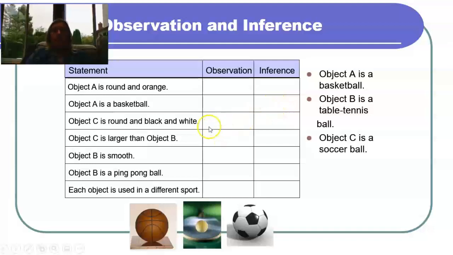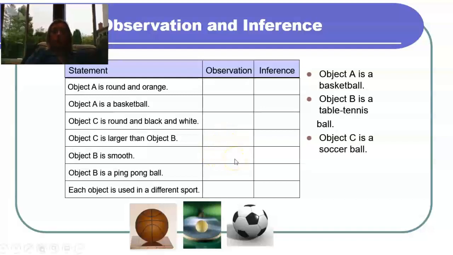Object C is round and black and white. That's something that you can see with your eyes. It's an observation. Object C is larger than object B. That is also something that you can see, you can prove. That's an observation. Object B is smooth. That's also an observation.